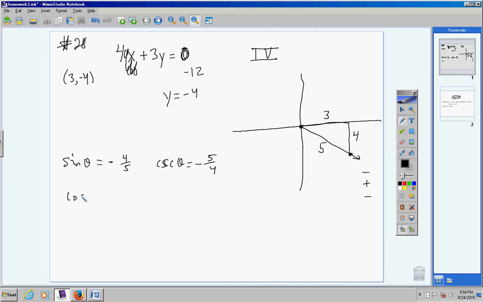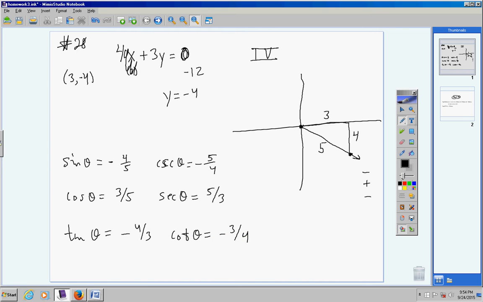The cosine of theta would be positive. It would be adjacent over hypotenuse, 3/5. So the inverse of that is secant. Secant of theta would be 5/3. Tangent of theta would be negative because of the negative sign. Opposite over adjacent, so negative 4/3. So the cotangent of theta would be negative 3/4.